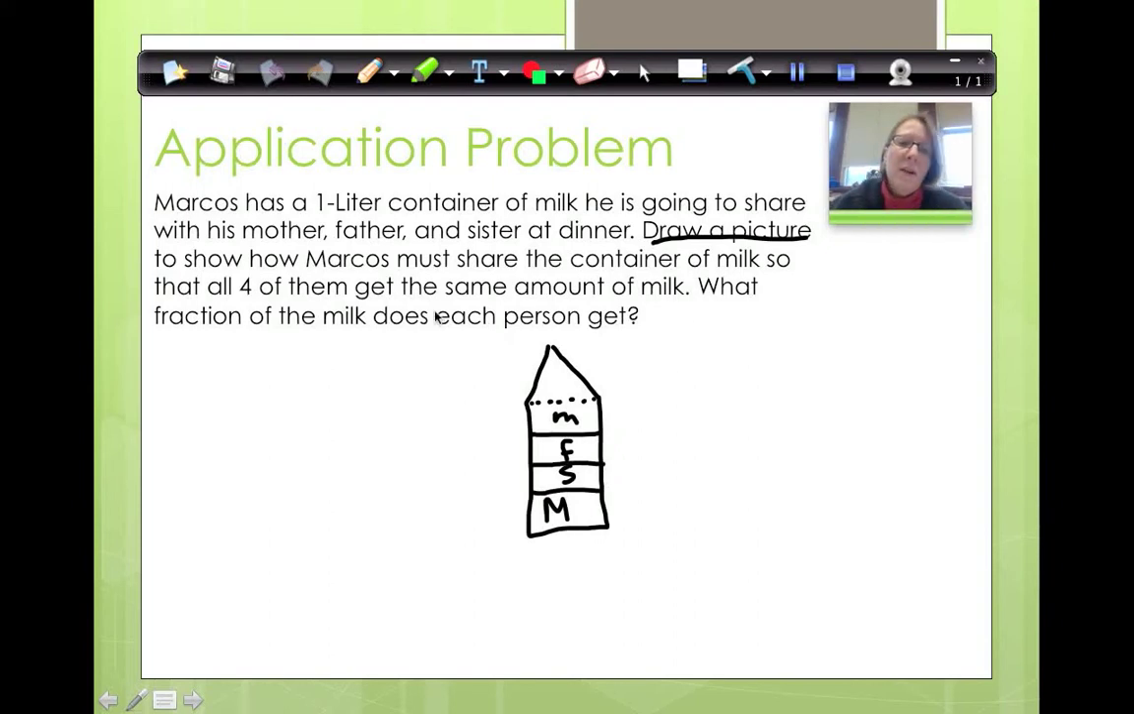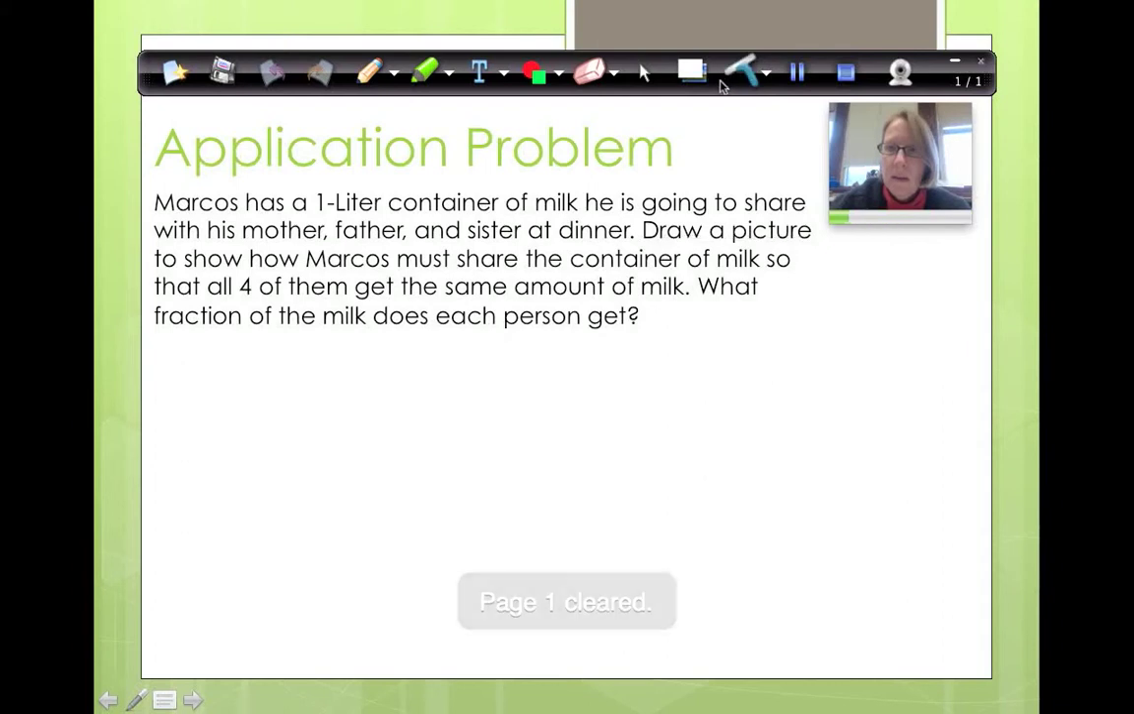Okay, what fraction of milk does each person get? Well, how many parts did we divide it into? We divided it into 4 parts, and how much would Marcos get? Marcos would get 1 part of the 4, right? 1 part of 4. So we can write it this way, 1 part of 4. Now, we call this 1/4. You need to make sure you spell this correctly, or it does not mean the same thing. So 1/4, spell it correctly.